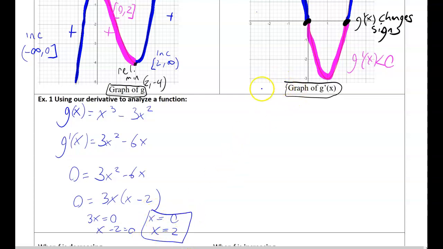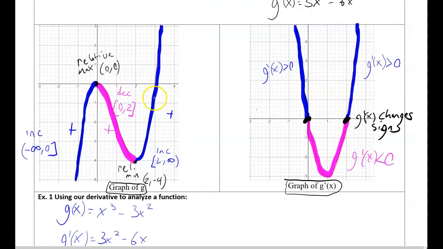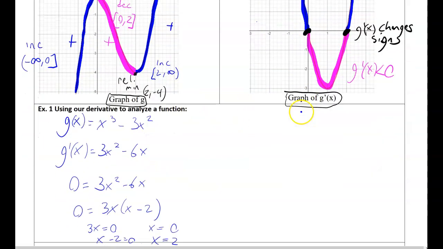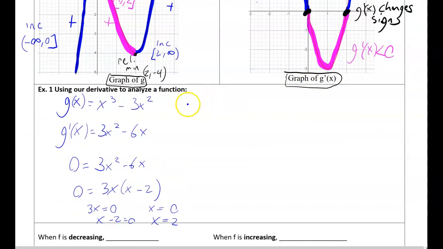And notice these were my maximums and my minimums up here. Now, let's say I wanted to analyze this graph of g here, but I didn't know what the graph looked like already. What I might do is I might make myself what is called a sign chart.